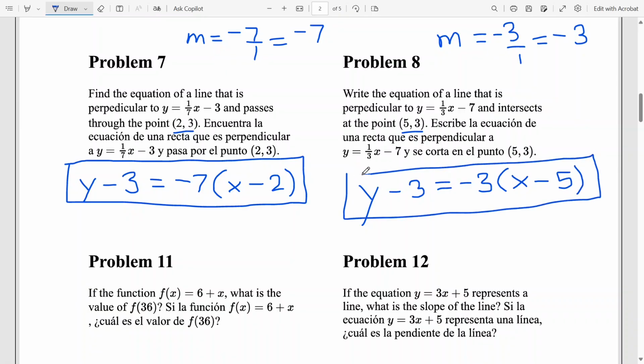And the bell's about to ring, so I'm going to end this part of the Algebra 1 Fundamentals Finals Review, and we'll continue in the next video.